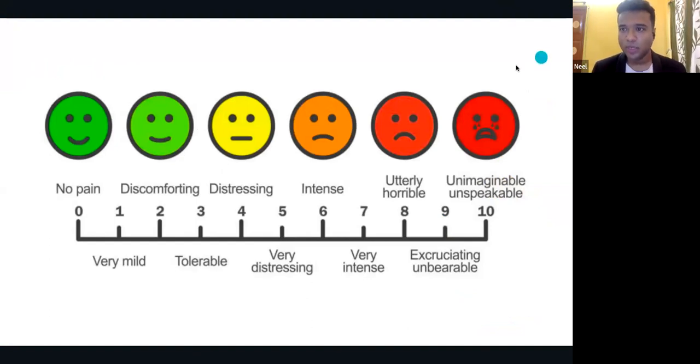Okay. Now what you can do is, here there is a scale of 0 to 10. When you are thinking about ideas, just think on a scale of 0 to 10, where 0 is no pain and 10 is unimaginable, unspeakable pain. At what level is your idea solving that pain point for your end users?